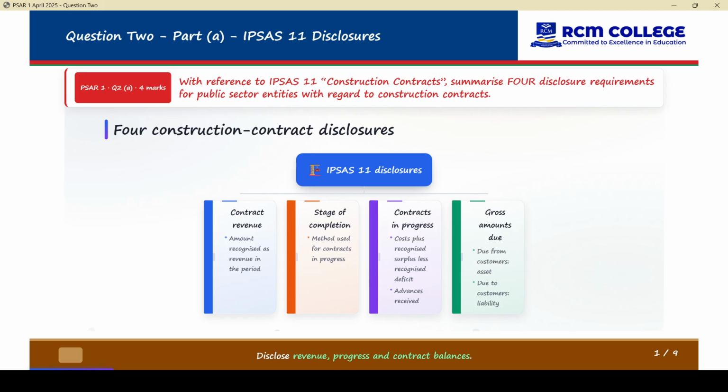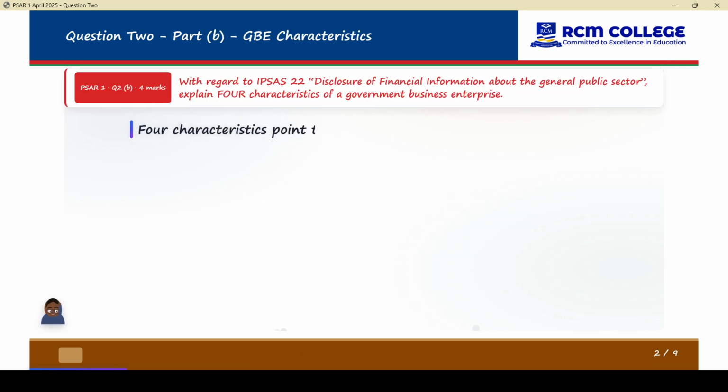Gross amounts due from customers, for example, 40 million shown as an asset, which is a receivable. And gross amounts due to customers shown as a liability, for example, 15 million due to customers. So you disclose gross amounts due from customers as an asset and gross amounts due to customers as a liability.